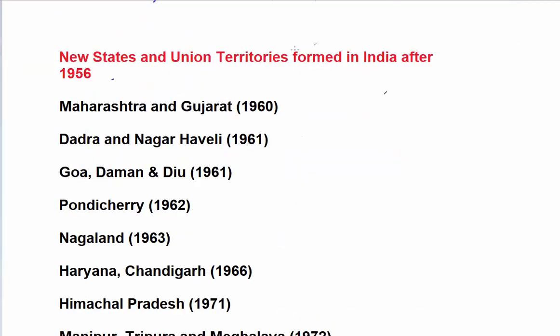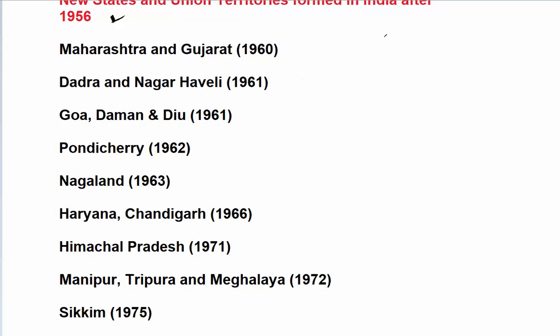Now, states and union territories that formed in India after 1956, and a trick to remember all these states in chronological order. Maharashtra and Gujarat in 1960, Dadra and Nagar Haveli 1961, it was ruled by the Portuguese. Before that, Goa, Daman and Diu in 1961. Now here, Goa got the status of Union Territory in 1961.